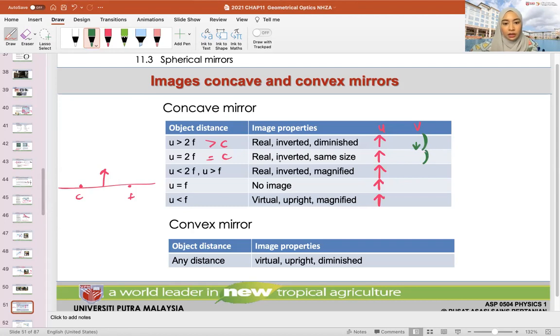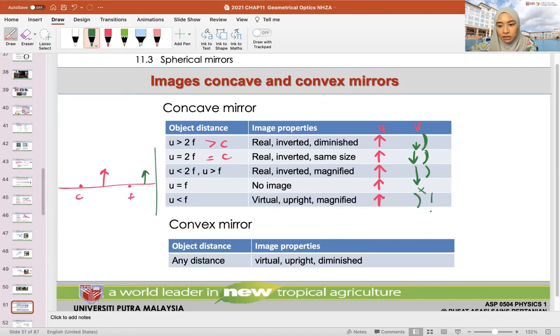Depan mirror. Okay. And then real, inverted, same size. Real, depan mirror, inverted, terbalik, same size. Dia sama, tapi terbalik. Okay, and then real, inverted, magnified. Real, depan mirror, terbalik, dan besar. Then no image, tak ada. And then U that is less than F, ataupun dekat sinilah. Ni mirror kan? Virtual, upright and magnified.